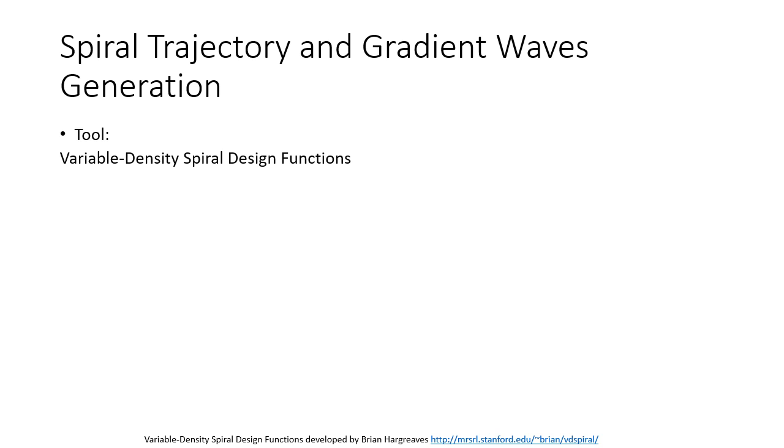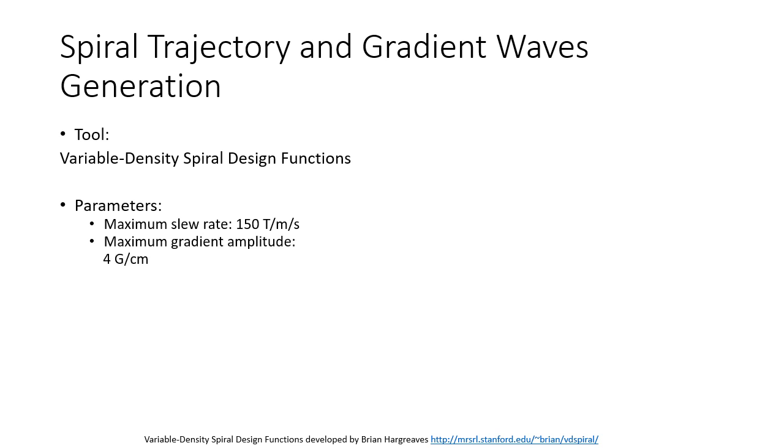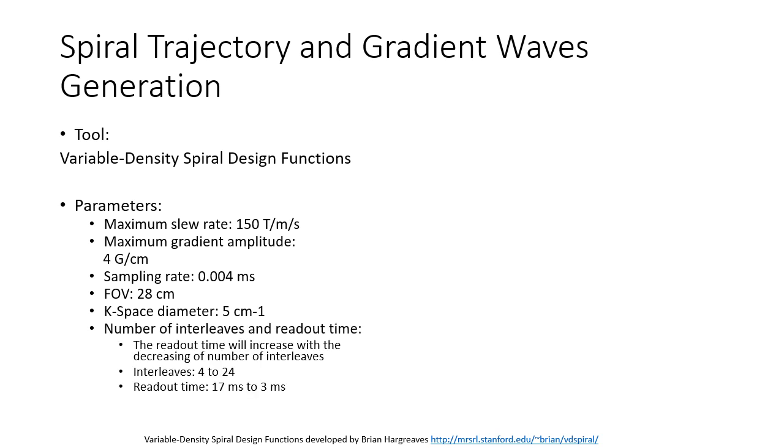To generate the spiral trajectory and its gradient waveforms, I used a variable density spiral design toolbox. And here are some parameters that I used. The maximum slew rate is 150 Tesla per meter per second, and the maximum gradient amplitude is 4 G per centimeter. The sampling interval is 0.004 milliseconds, and the FOV is 28 centimeters. The k-space diameter is 5.1 per centimeter.